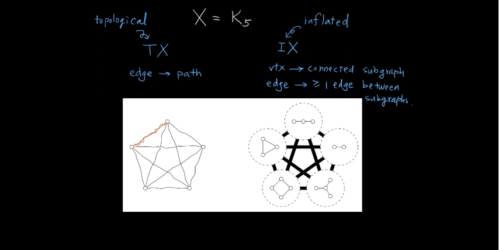OK. So there are two concepts of something that is similar to X. You have something similar to K5 on the left-hand side, but you also have something that really looks like K5 on the right-hand side, right? So either way is okay. Okay, so now we can say the similar things again. Let's formally define what is IX.